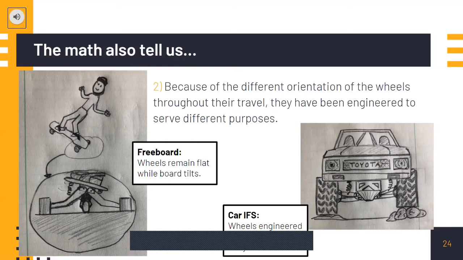On the right, we have the car IFS. This suspension with 2 control arms is designed so that the body remains somewhat level as the vehicle continues on its travel. This means that hitting bumps in the road doesn't pose a huge disturbance to the passengers in the cab.